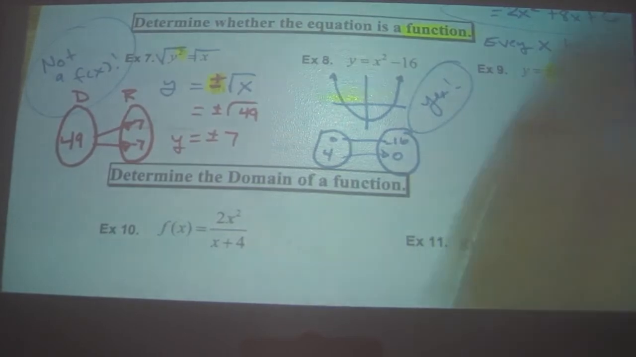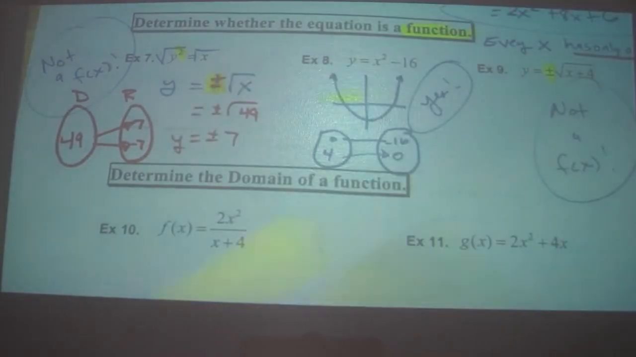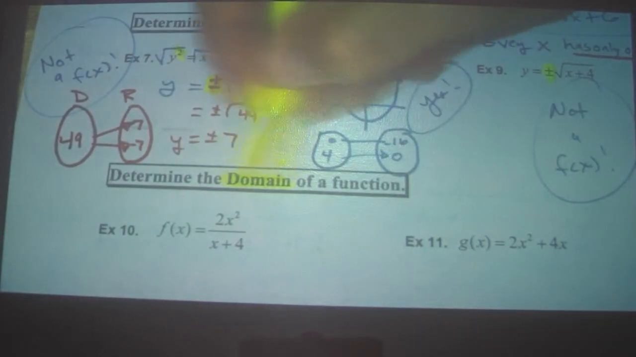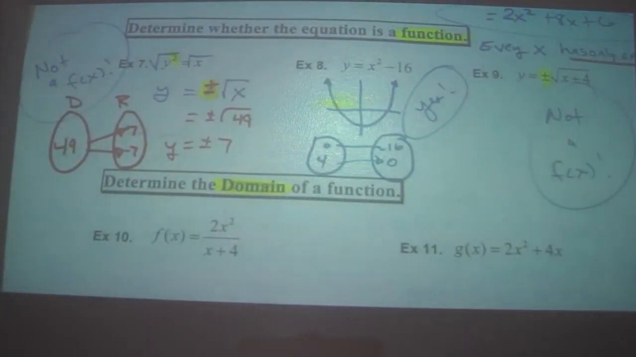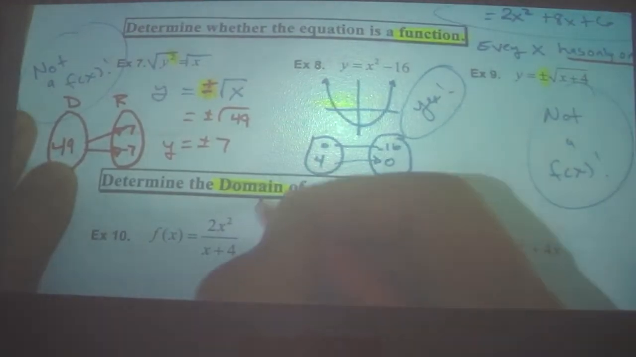Almost done, y'all. Almost done. Couple more things we got to talk about. Last thing, domain. Domain of a function. Remind me, what is domain? What are we talking about? X values. We're talking about x values.